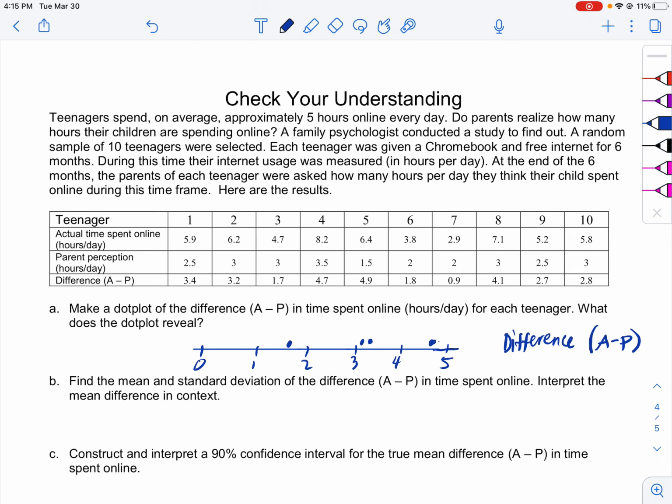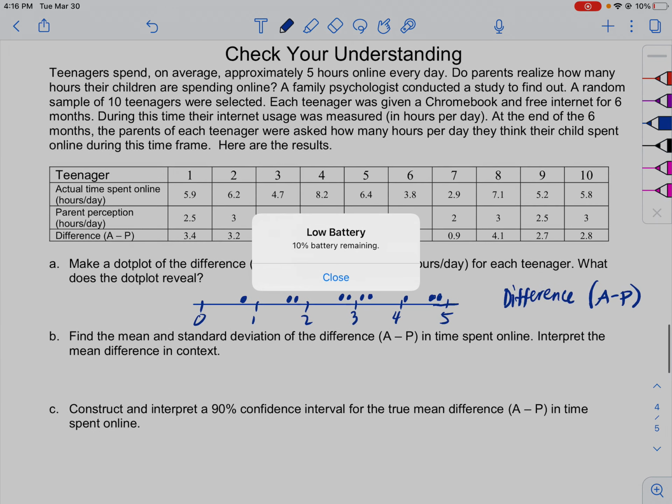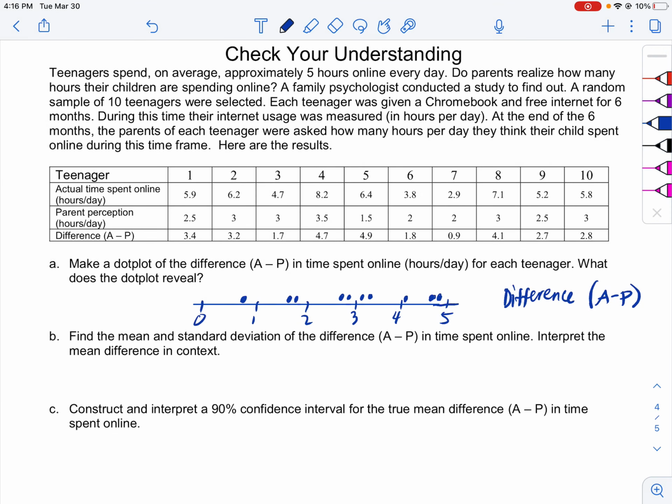4.7, 4.9, 1.8. What is this one? 1.7, 1.8, 0.9, and then 4.1, 2.7, all the way here, 2.8. There you go. All right, is this 10? 1, 2, 3, 4, 5, 6, 7, 8, 9, 10. Okay, there you go. They're all positive. They're all above 0. We don't have a negative difference.